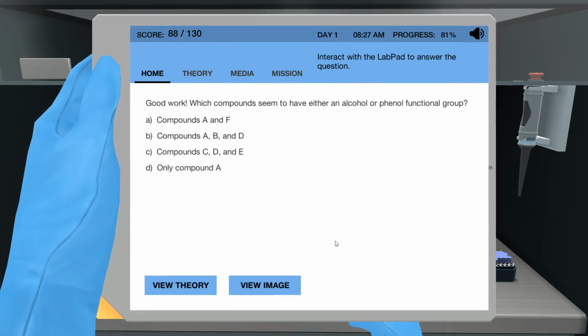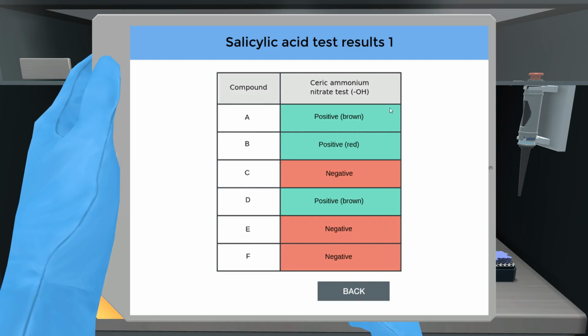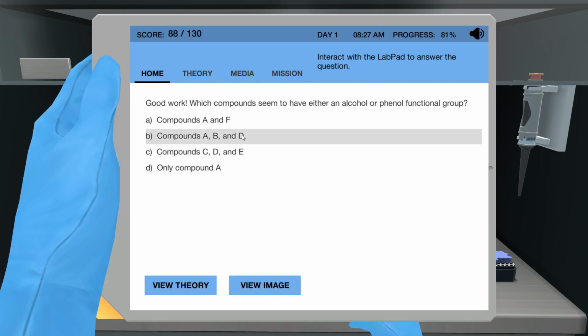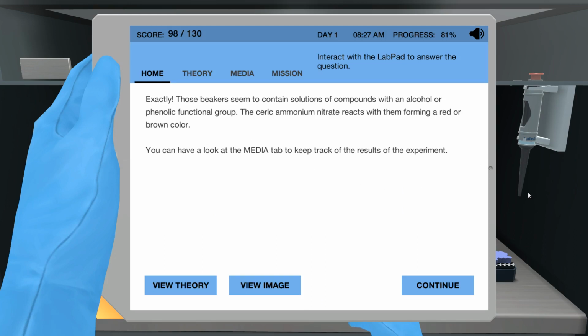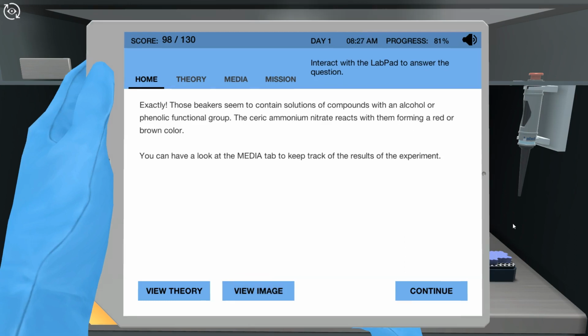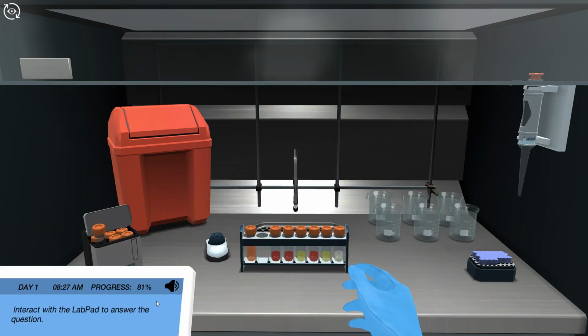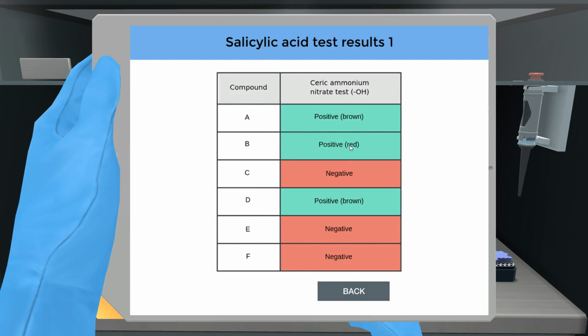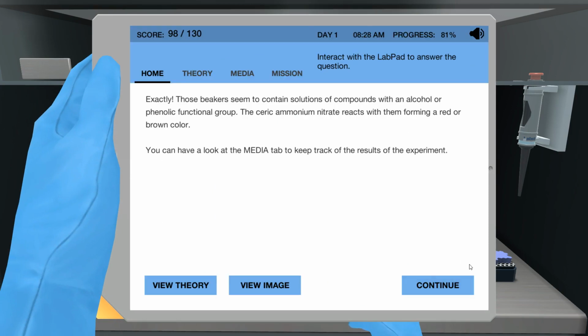Good work. Which compounds seem to have either an alcohol or phenol functional group? Exactly. Those beakers seem to contain solutions of compounds with an alcohol or phenolic functional group. The ceric ammonium nitrate reacts with them, forming a red or brown color. You can have a look at the Media tab to keep track of the results of the experiment.